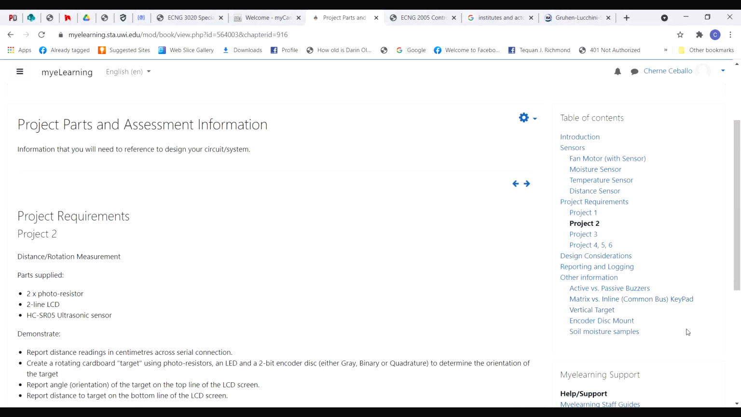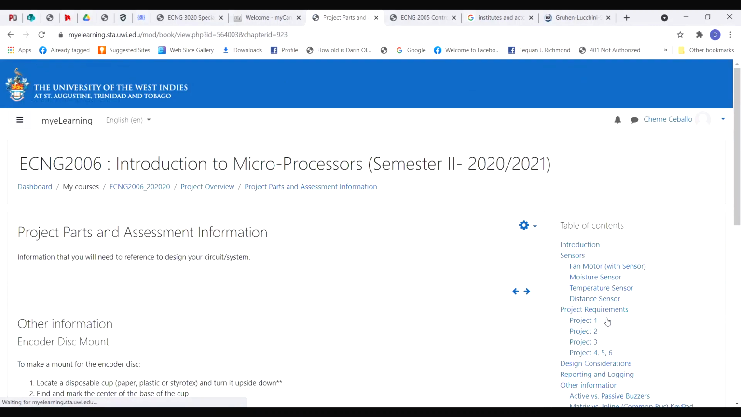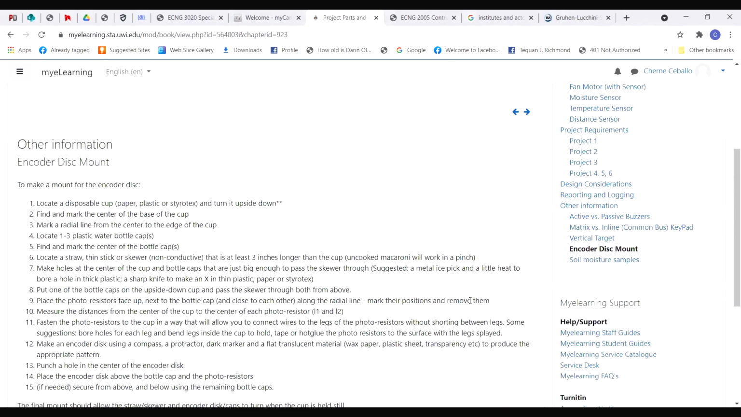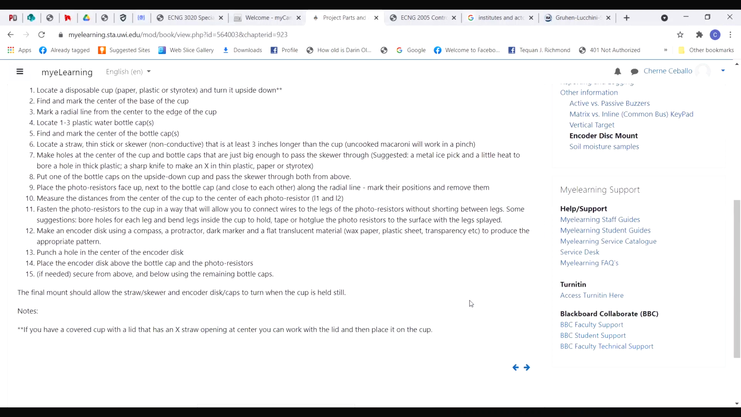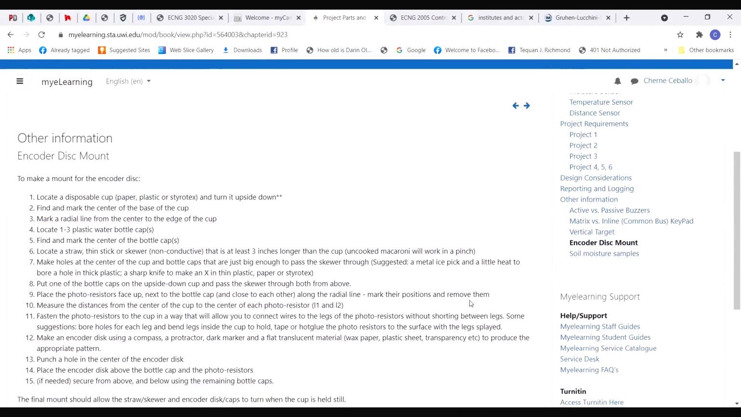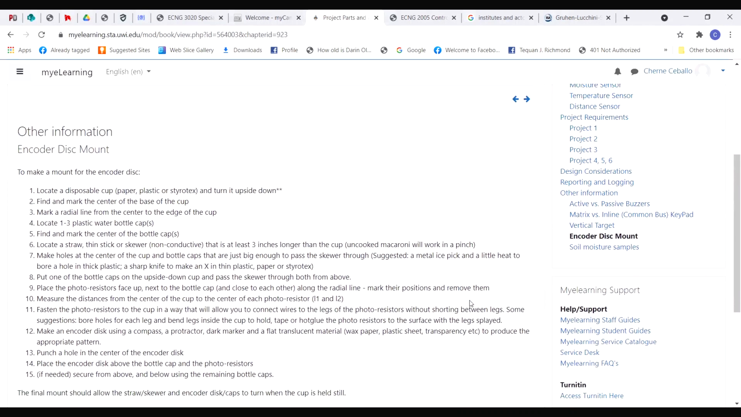Because you have to put a 2-bit encoder disk on there, I now see. You'll have to mount it up somehow, right? So you could go buy Chefette and get a cup if you don't already have one in your house and build it on top of the Chefette cup, right?